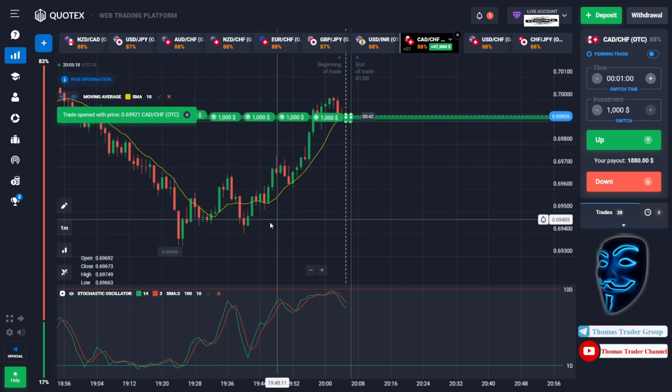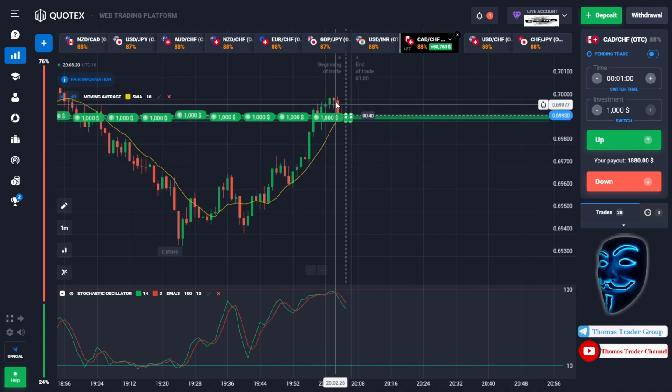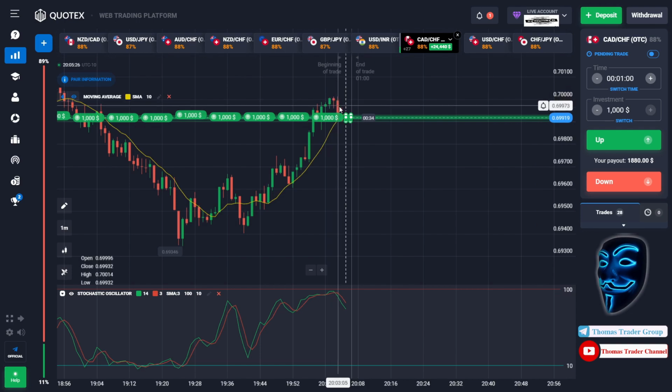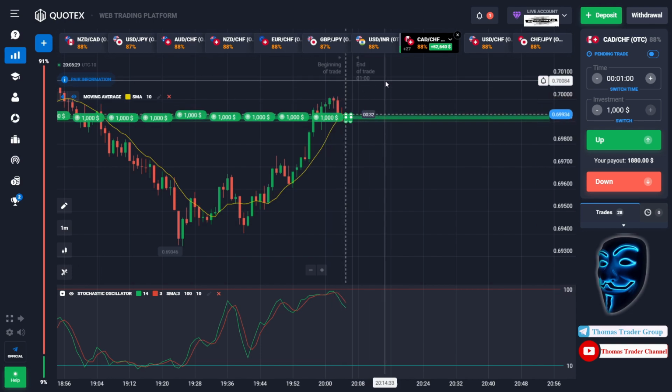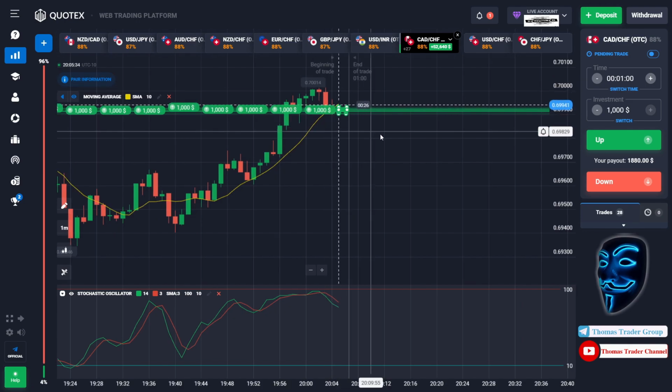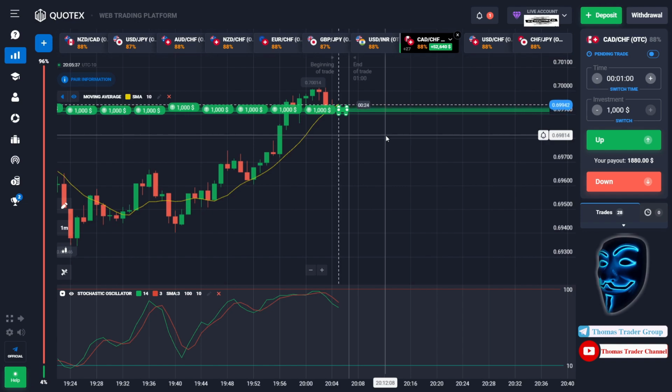As you can see over here, the market is going bullish and the market has already touched the overbought area. When the market touches the overbought area, it will make a rebound and a correction to the moving average line before it continues the bullish trend. When the market touches the moving average line, it will make a rebound. Let's prove it and let's wait till the end of our trade.